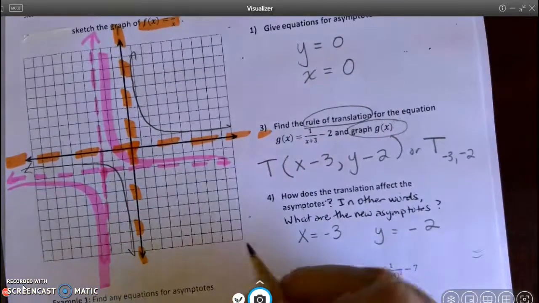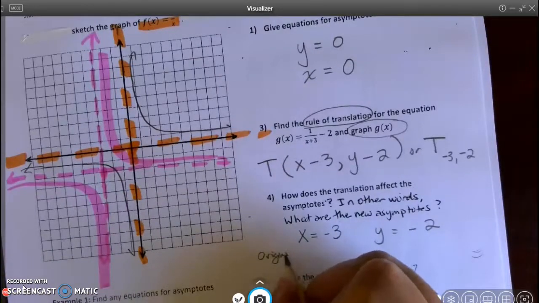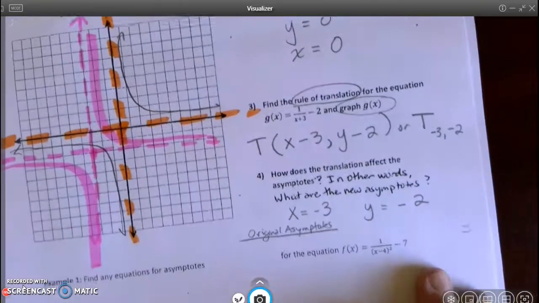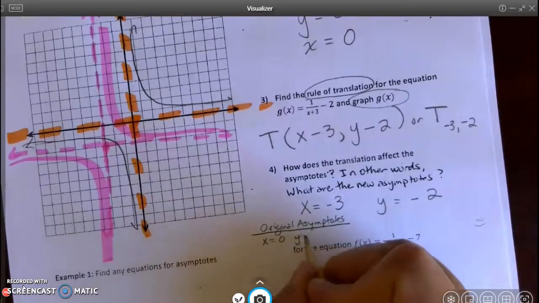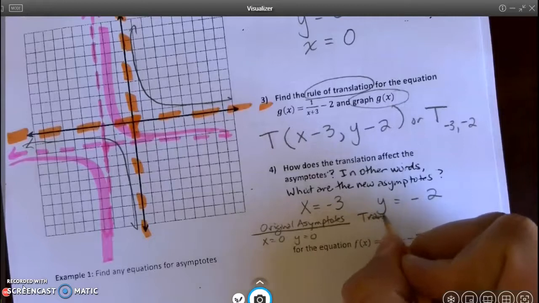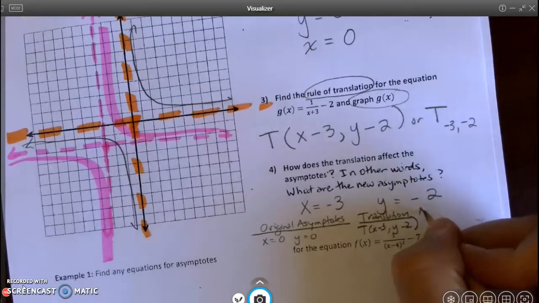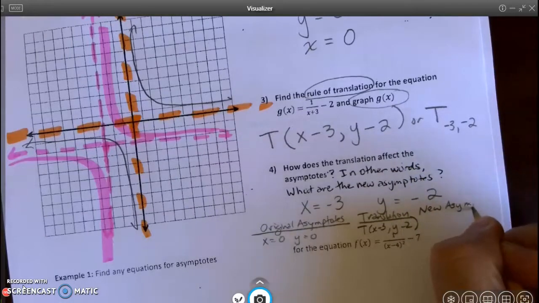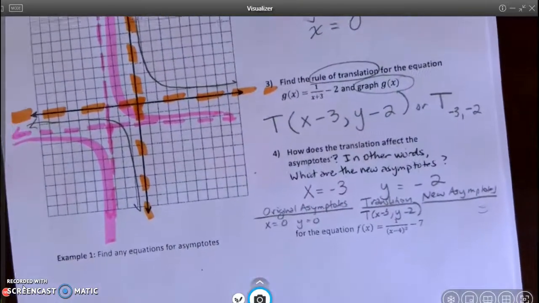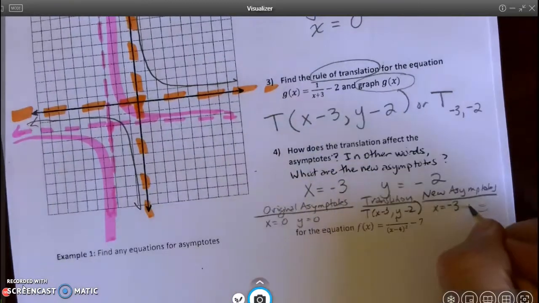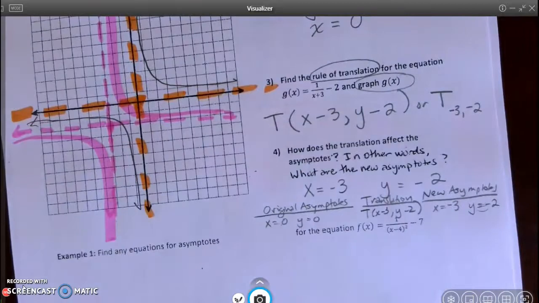And that's because of my original asymptotes. I'm just going to show you that real quick, in case I didn't have the graph to look at, you've got to know how to do this algebraically. My original asymptotes were x equals 0, y equals 0. My translation said to move x -3 and y -2. So my new asymptotes then, take the x and subtract 3, so I get x equals 0 - 3 or -3. The y, I'm going to subtract 2, so I get y equals -2.